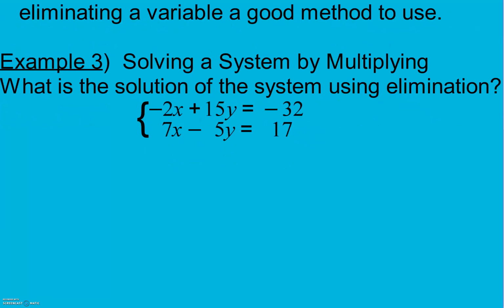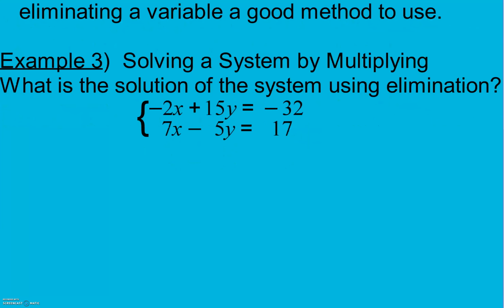Example 3 here, if we look, it doesn't look real easy to eliminate, and we don't have opposites like yesterday. So what we have to do is get opposites. If I look at negative 2 and 7, I can't multiply negative 2 by a whole number to get to 7, and I can't multiply 7 to get to 2. But if we look at 15 and negative 5, I can multiply here. If I multiply the 5 by 3, I get negative 15, and 15 gives me opposites.